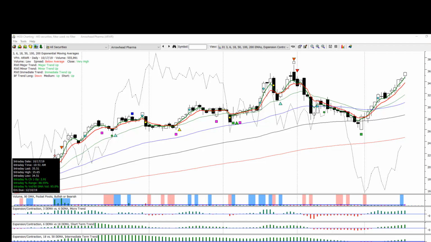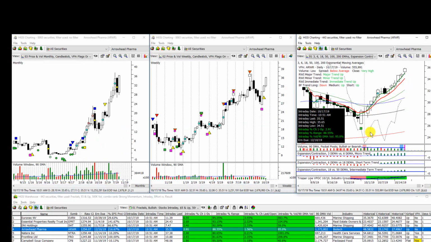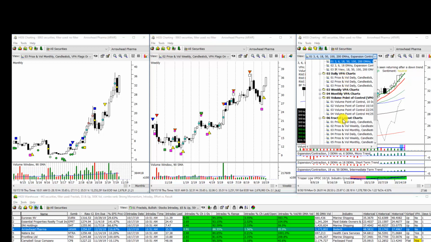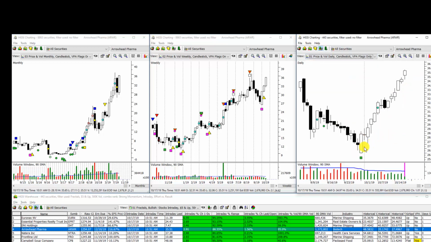What I'm saying is, if you use other signals rather than just looking at this fractal screen, you should have all of these charts on your screen, because when it started to move up again in July, and let me go back to just the fractal layout. First of all, here is a VPA flag that's appearing.